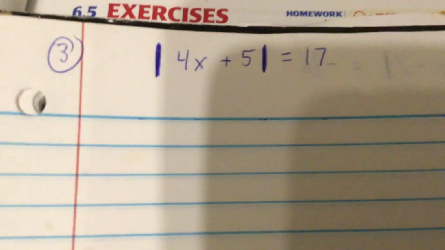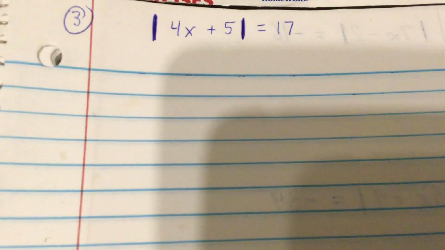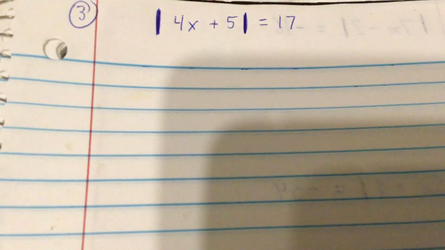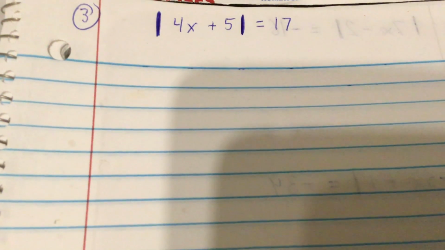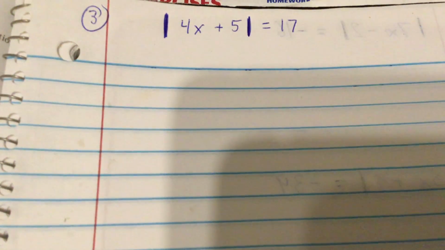All right. Let's go over here. The absolute value of 4x plus 5 is equal to 17. See if you can do this problem independently. Warning, one of the answers is a decimal or an improper fraction. See if you can do this problem independently.